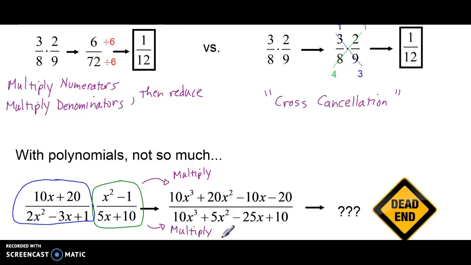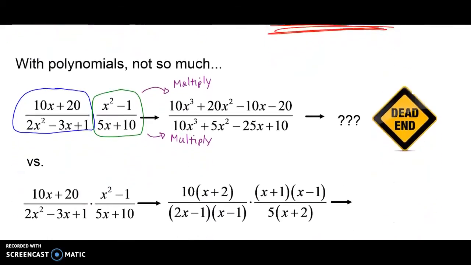In order to work with multiplying polynomial fractions, we really need to depend on this cross-cancellation idea. That is definitely the better way to do these problems by a long stretch. So, working the same problem, here's what it would look like if you reduced first, which in this case requires you to start with factoring.